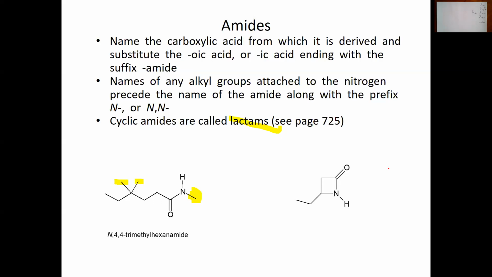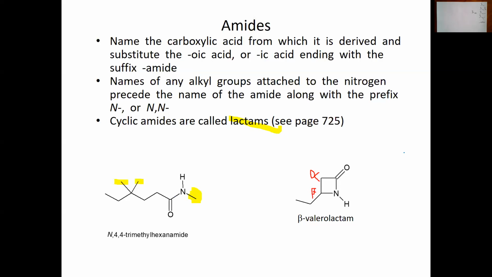Using common nomenclature says the carbon next to the carbonyl is alpha. The carbon next to that is beta. So this is beta valerolactam.